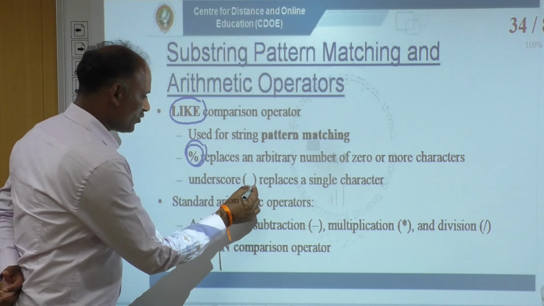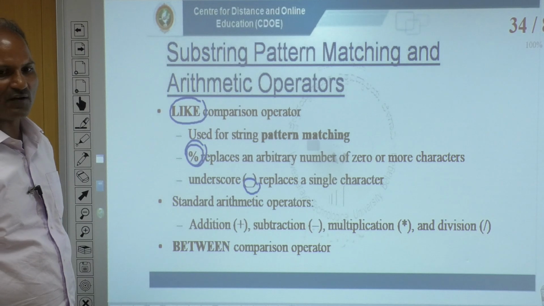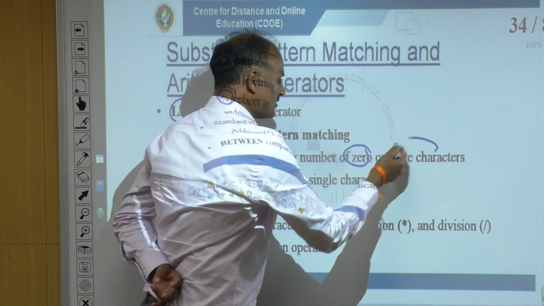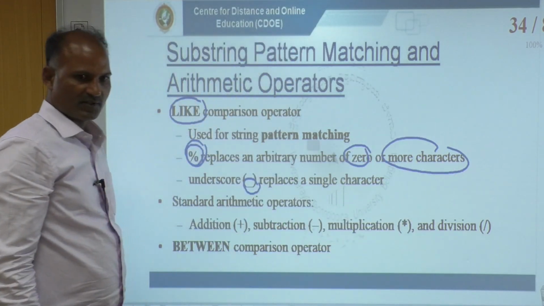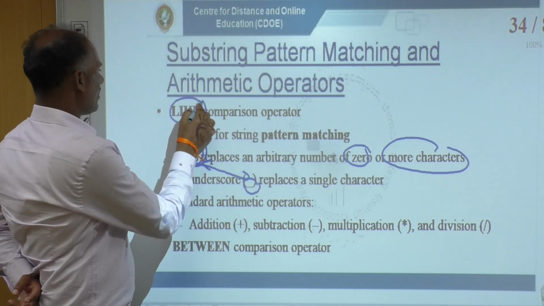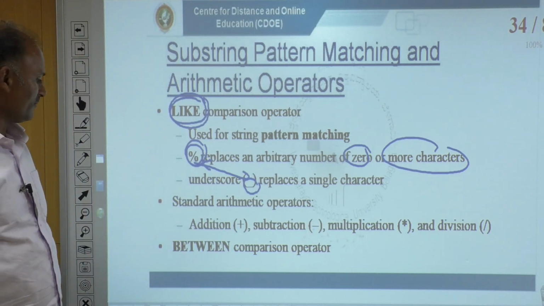This underscore operator is going to compare a single value or a single character, a single occurrence of a character, and the percent symbol is 0 or more occurrences of a character. These two symbols are used along with LIKE for string pattern matching.